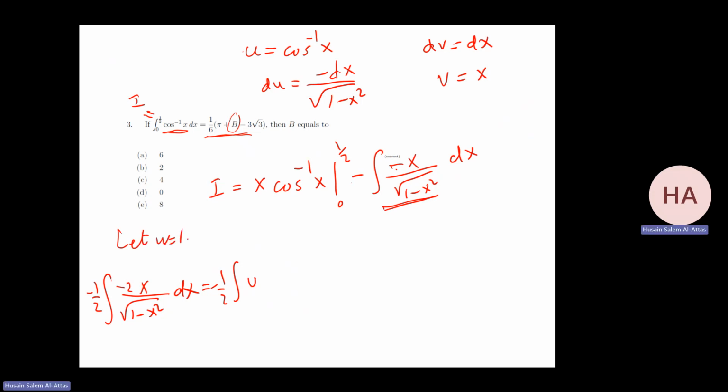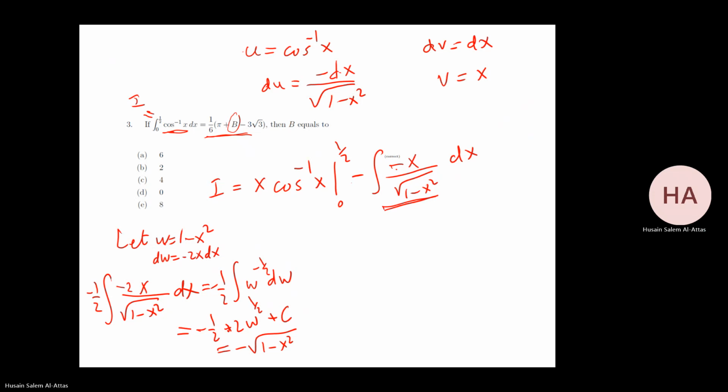Let me call it w, since I'm using u before. So dw will be minus 2x dx. So I have w to the power minus half dw. And that gives me minus half times 2w to the half plus c, which gives me minus square root 1 minus x squared.